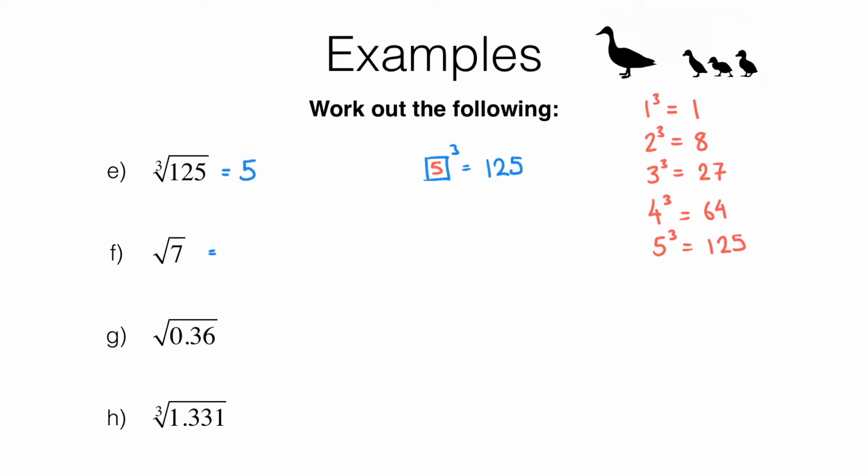On your scientific calculator, you should have a button that looks like this. You need to press this button and then the number that you want to find the square root of. So if you were to press the square root button and then 7, you'd get an answer of 2.6457, which I'm going to round to 2.65 to 2 decimal places.